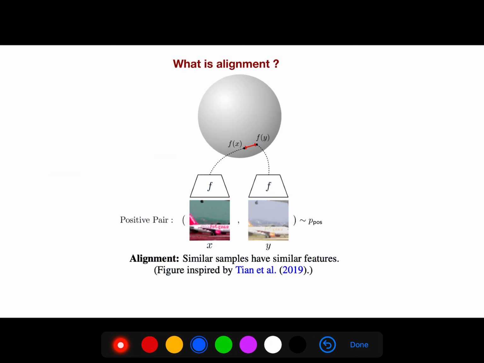This is alignment. When we have an image, we can create augmentations. So assume that X is one of them, Y is the other one. And you see, because they are positive pairs, we expect them to have very close distance in the hypersphere. This is the concept of alignment. We want them to be aligned with each other as much as possible.